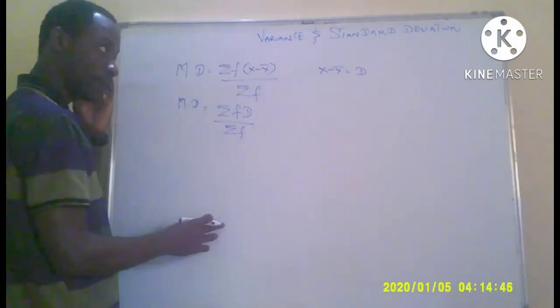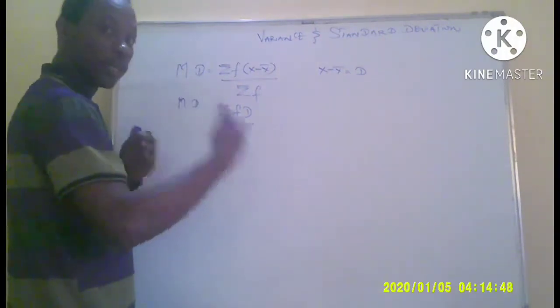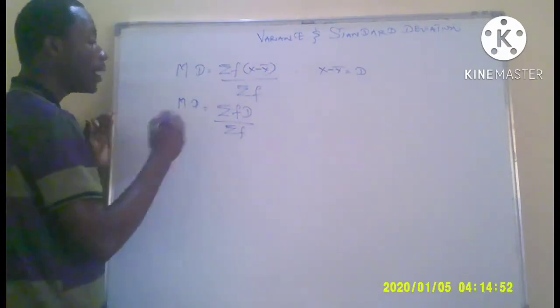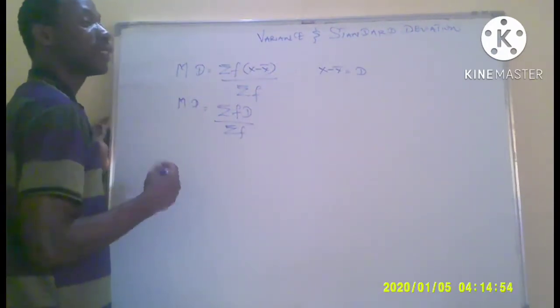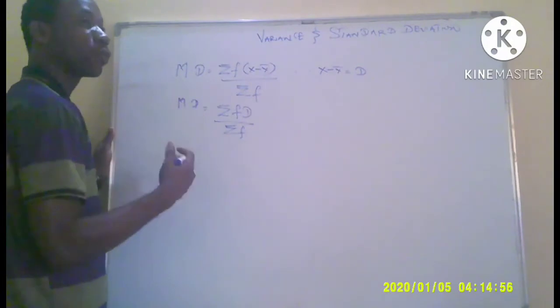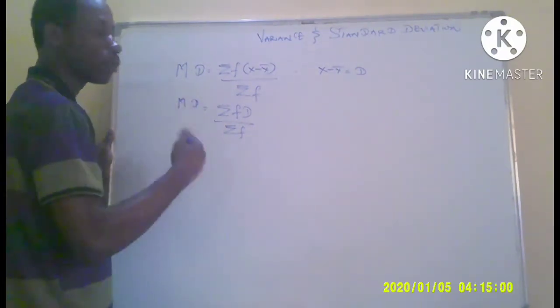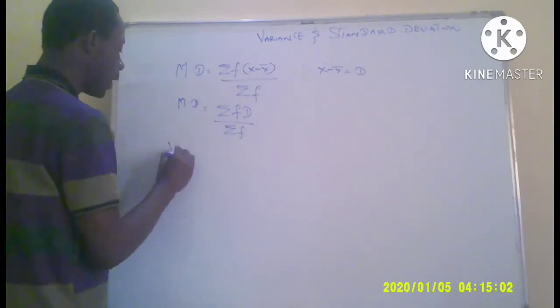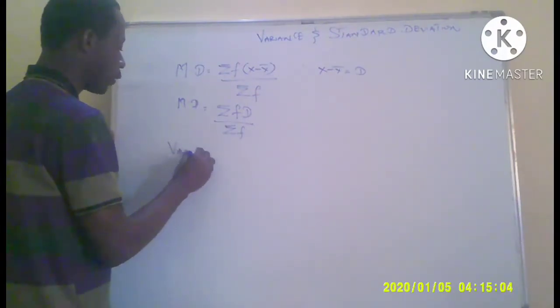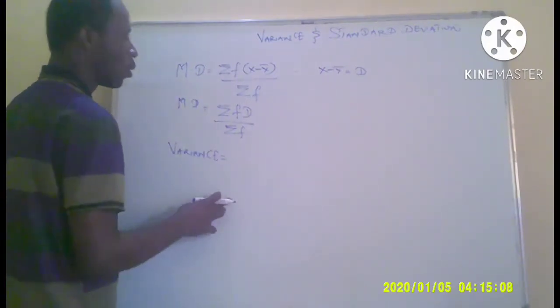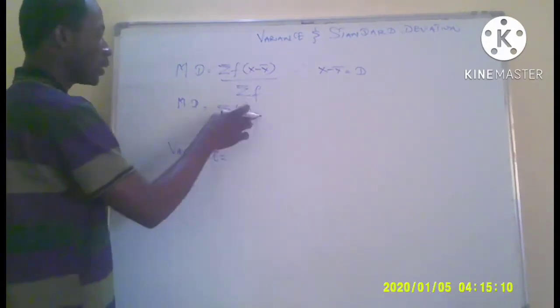Now we want to talk about the variance. The introduction to the formulas for variance. Variance can as well be described as the square root of the mean deviation. So variance, on the other hand, is the square root of the mean deviation. What is the mean deviation? This is the mean deviation.